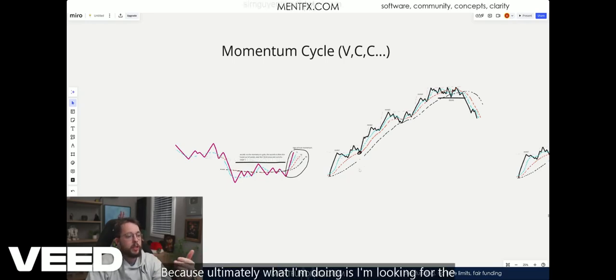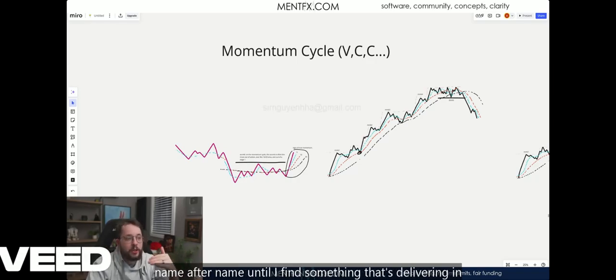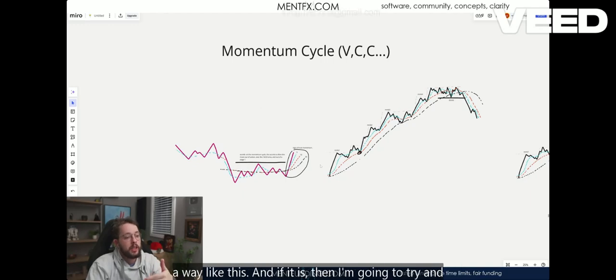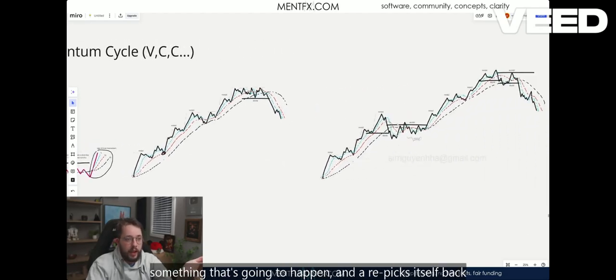Because ultimately what I'm doing is I'm looking for the best possible move across anything and everything. And I'm going to continue to stalk and watch market after market after market and screen market after market and look through name after name until I find something that's delivering in a way like this. And if it is, then I'm going to try and participate in the trend through the momentum MBs that are forming, or as something fails, which is oftentimes something that's going to happen, and re-picks itself back up through the exact same steps and starts a new potential momentum MB move.